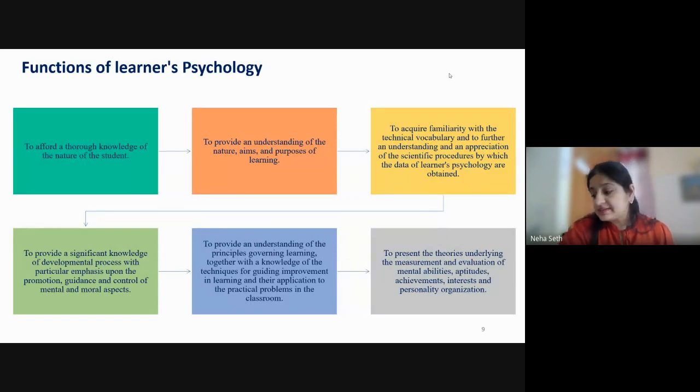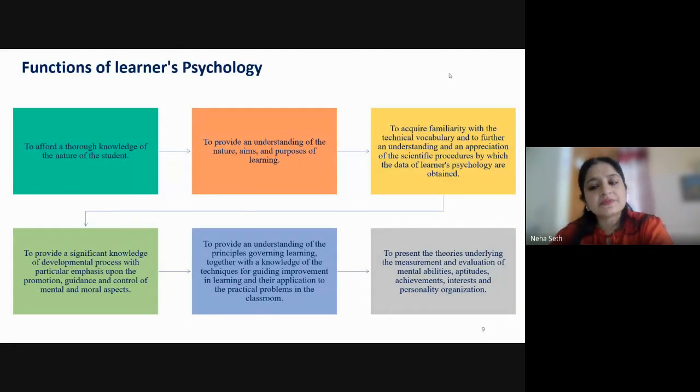When we talk about learner psychology, there are certain functions served while we are studying it. It is done to afford a thorough knowledge of the nature of the student. The same things were discussed earlier, so this is like a brief of the same thing. We are doing this to understand the nature of students thoroughly, so that we can provide an understanding of the nature, aims, and purpose of learning. Once we understand the nature of the student, we can give them a clear understanding of what we are going to teach them and serve them better.